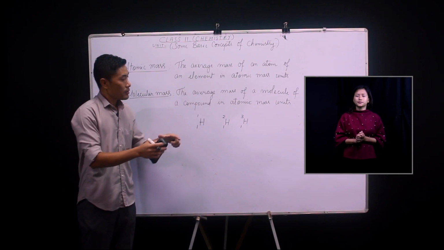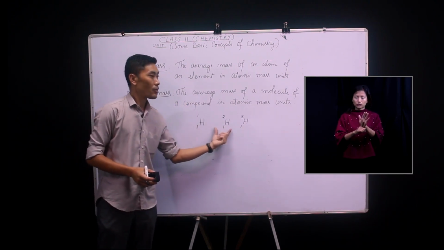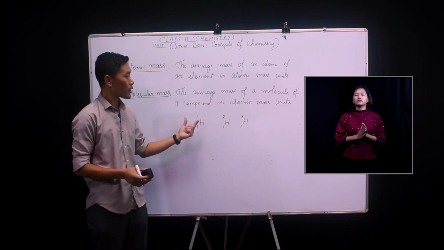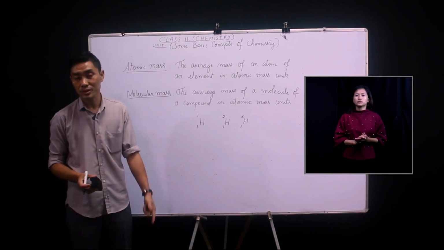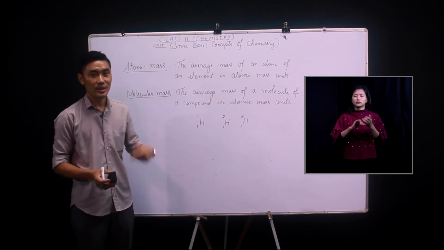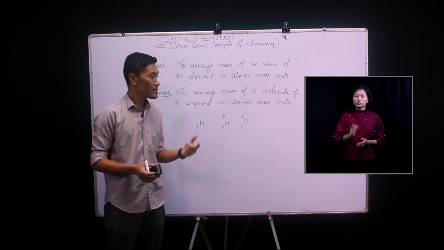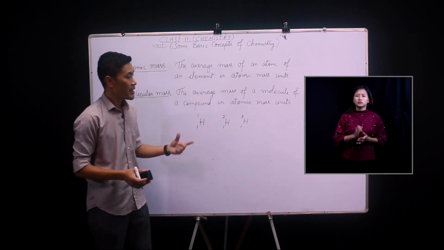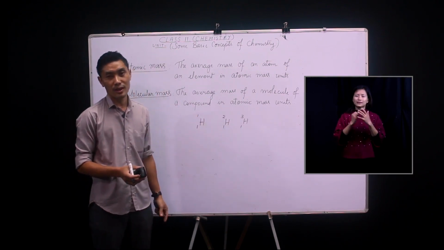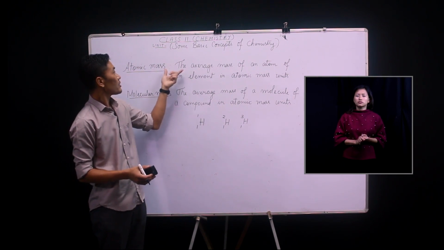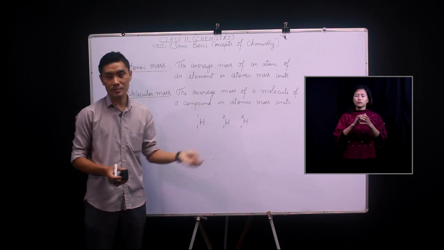Now, any given sample of hydrogen may contain all these three isotopes. So the mass of which isotope will be taken as the mass of hydrogen? That creates a problem, isn't it? So the only solution in these cases is to take the average of the masses of all the isotopes. And therefore, in our definition of atomic mass and molecular mass, we use average masses.